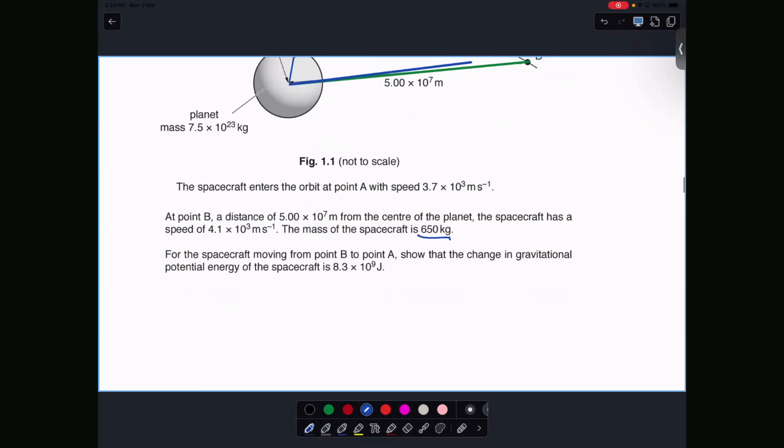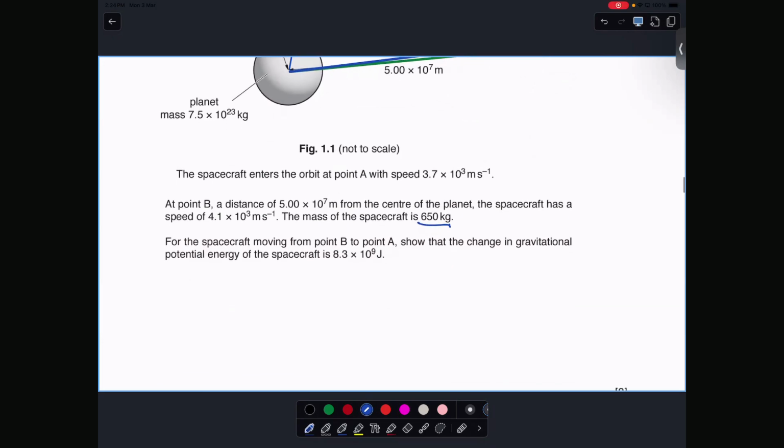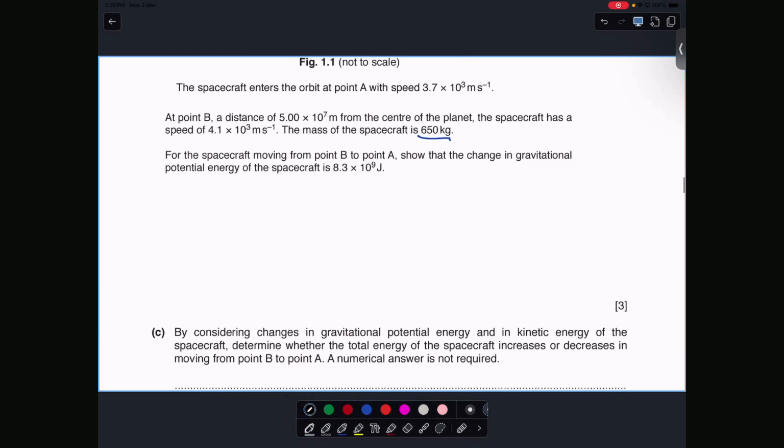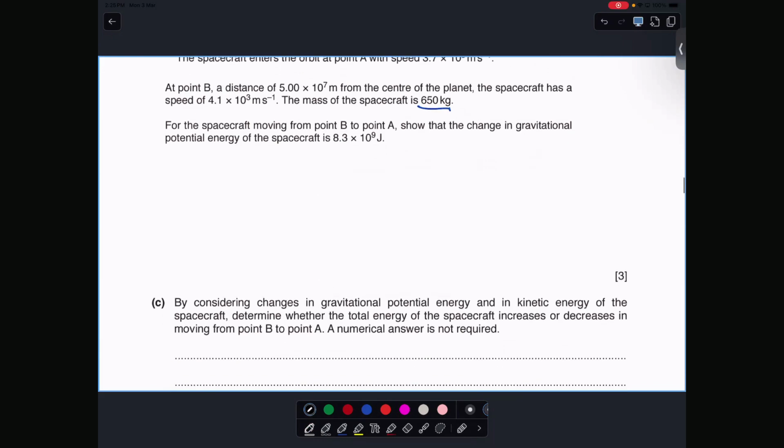For the spacecraft moving from B to A, show that the change in gravitational potential energy of the spacecraft is given by this. That's your standard question. How do you find the change in gravitational potential energy? By now you should find that.